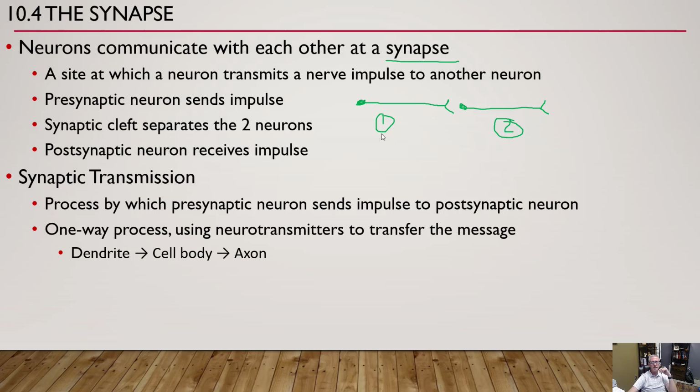Our presynaptic neuron is what would release the neurotransmitter, and that postsynaptic neuron receives that impulse. Synaptic transmission: remember that it is a one-way street only. Dendrite, cell body, axon. Dendrite, cell body, axon.